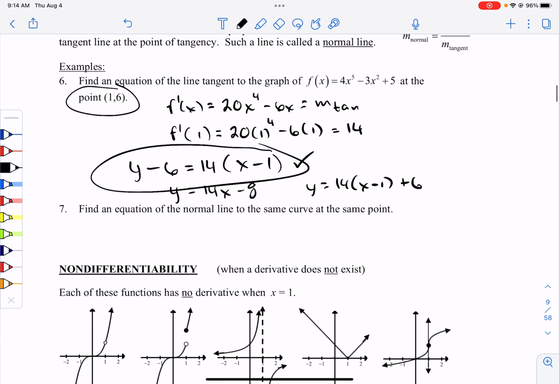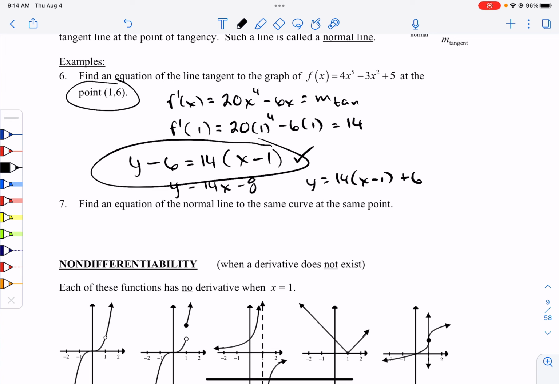All right, number 7. Find an equation of the normal line to the same curve at some point. Okay, so a question did come up last year about the normal line. It wasn't a big question. It was a multiple choice, but it made me feel like if it came up once and a lot of people missed it, then it probably is going to come up again. So I want to at least acknowledge this idea of a normal line.